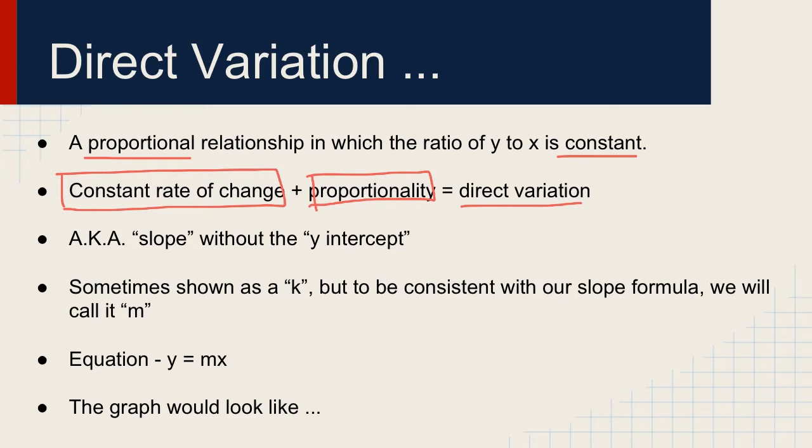Direct variation is also known as slope, but without the y-intercept in the famous y equals mx plus b formula. Sometimes direct variation is shown as a k, but we want to be consistent. So since we're going to be moving into the slope formula, we're going to call it m. So our equation will be y equals mx. Eventually, we'll add that plus b when we have to adjust things a bit. Right now, this is where we're going to stay. And the graph would look like a straight line going through the origin.